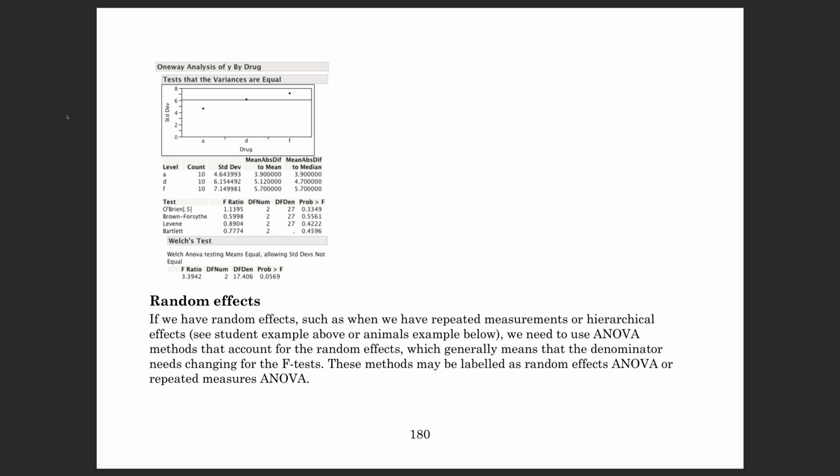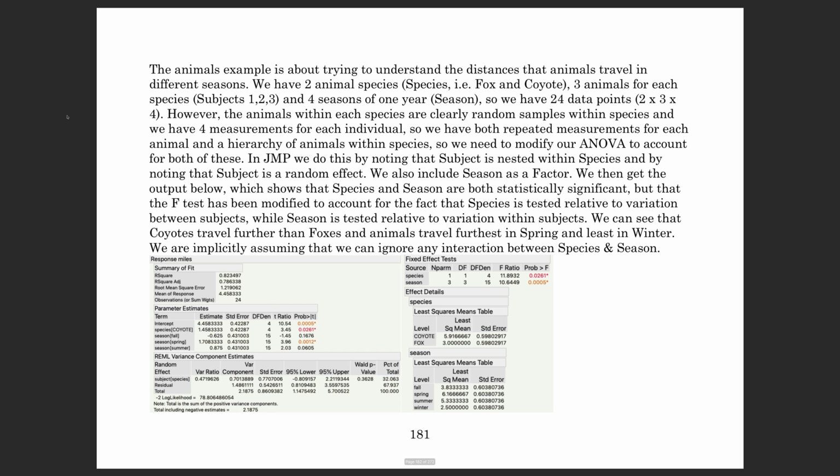So in both of those situations, we need to use analysis of variance methods that account for those random effects, which generally means that the denominator needs to change for the F-tests. So these methods can be labeled as random effects analysis of variance or as repeated measures analysis of variance. So we're first of all going to look at the animals example.